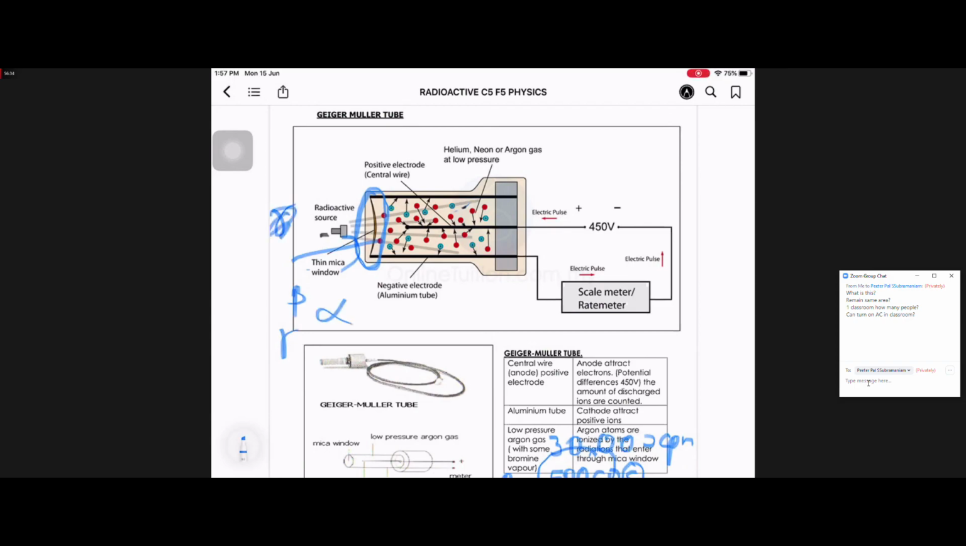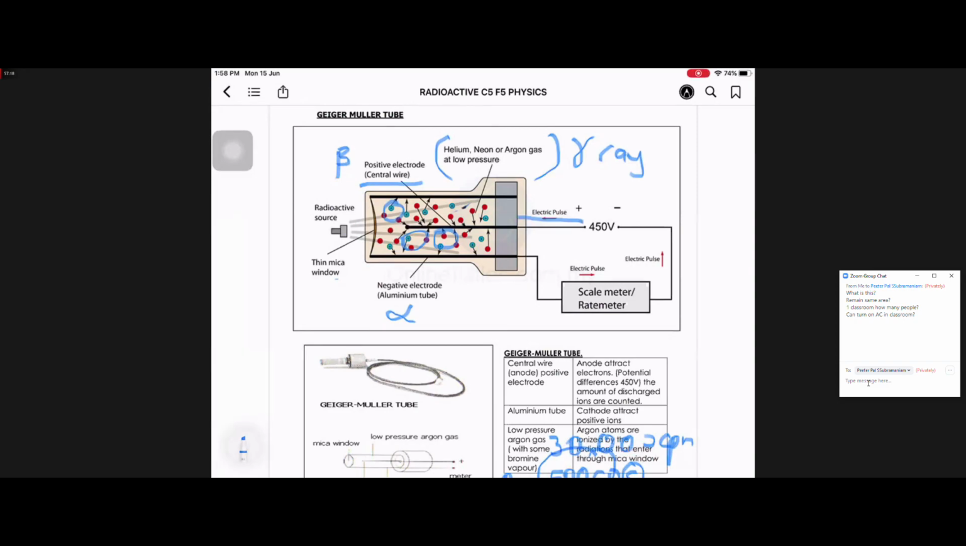Okay. So once the emitted radiation enters through this mica window, the next thing that happens is that ions are formed inside. At the positive electrode, beta will be discharged. At the aluminium tube, alpha will be discharged. And helium, neon, and argon gas at low pressure will be ionized by the gamma ray temporarily, for a while only. They are very stable and will try to remain neutral, but once they ionize, they will be discharged also temporarily, and current flows in the system.